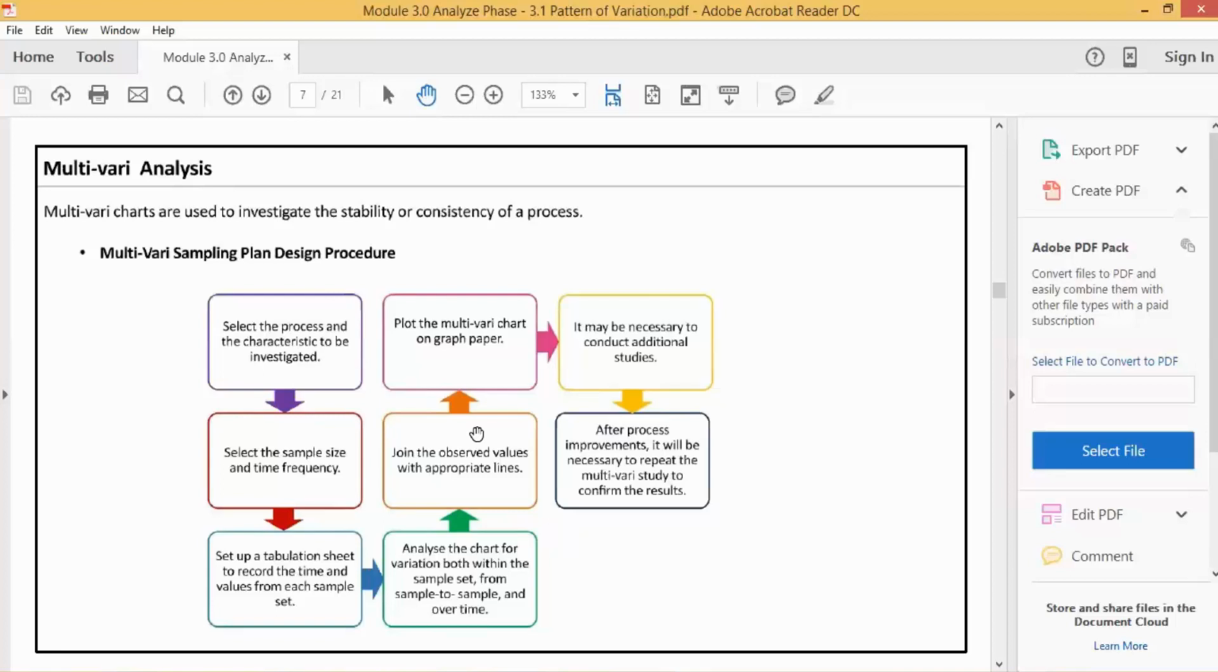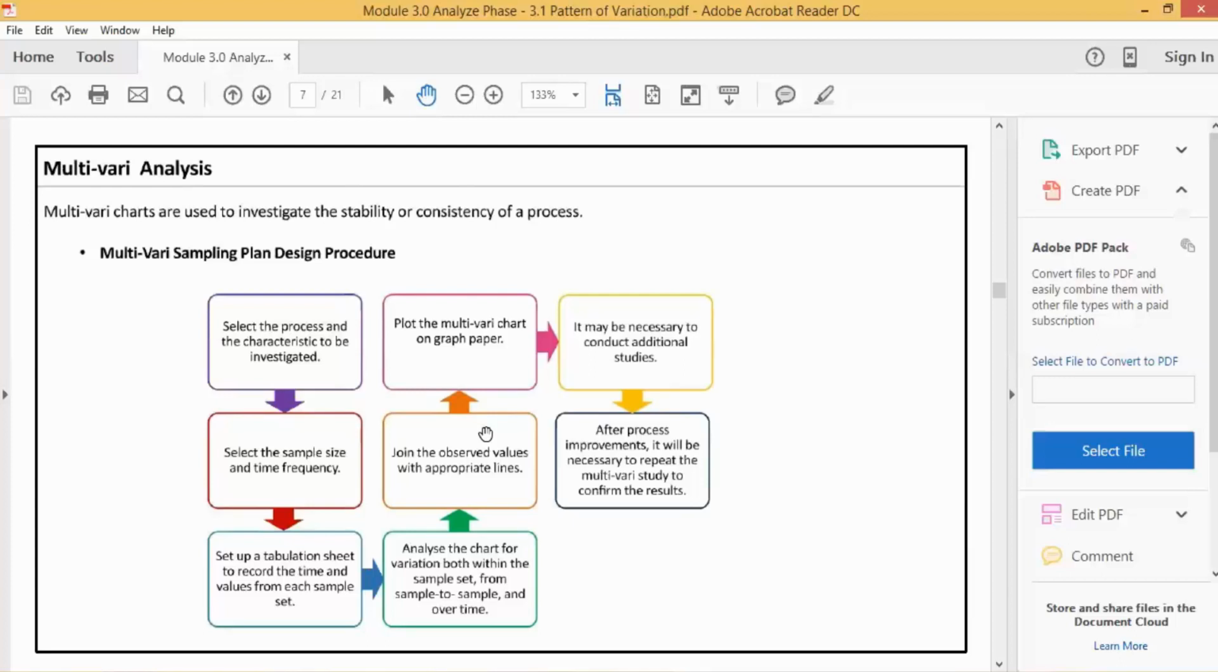Select the process and the characteristic to be investigated. Select the sample size and time frequency. Set up a tabulation sheet to record the time and values from each sample set. Analyze the chart for variation both within the sample set, from sample to sample and over time. Join the observed values with appropriate lines. Plot the multivariate chart on graph paper.